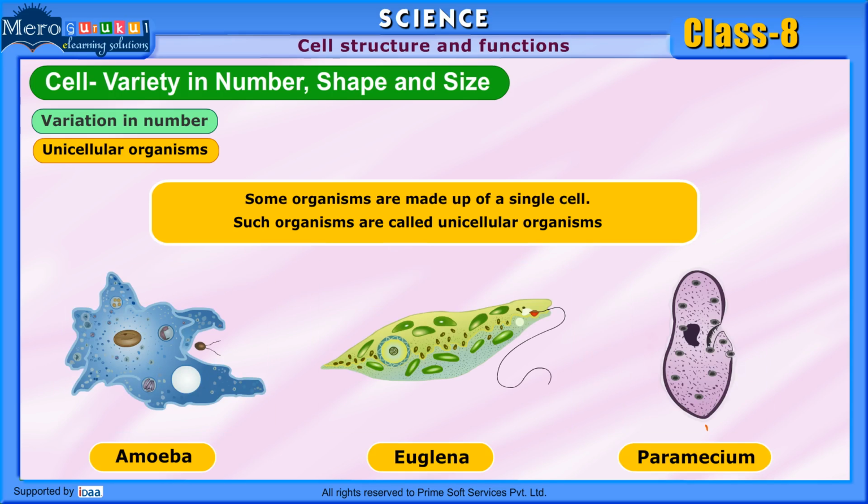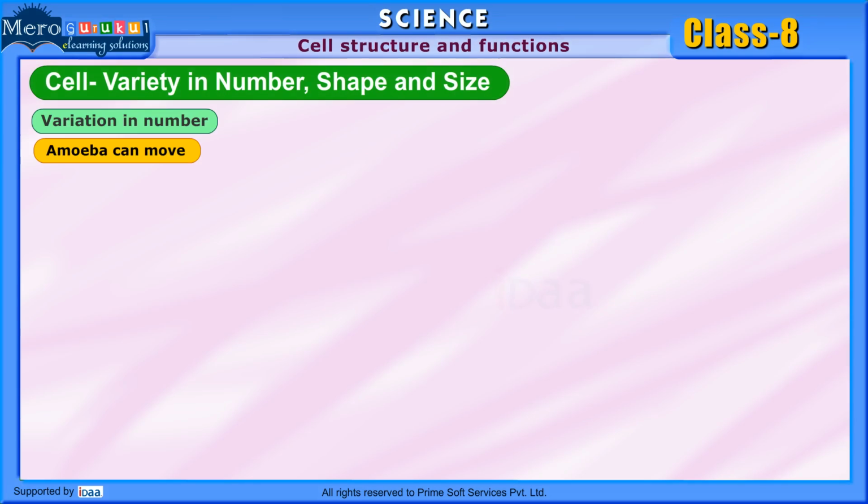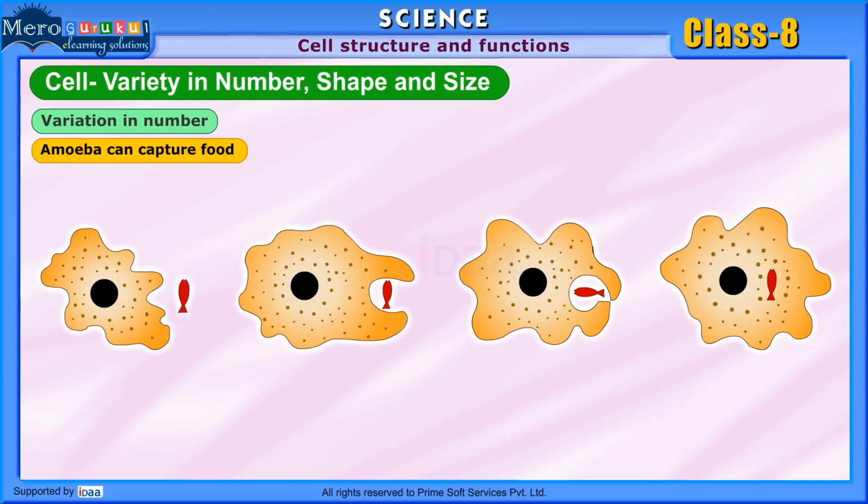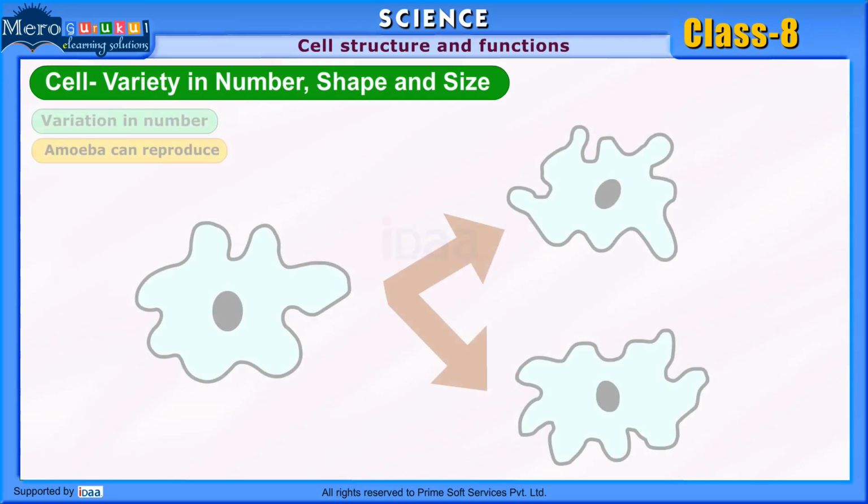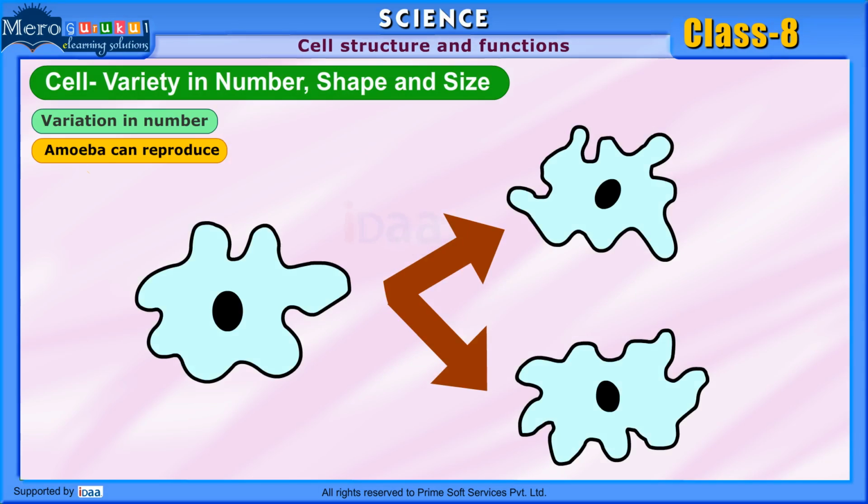Even if their body is comprised of a single cell, these organisms can perform all the functions necessary for their survival. Amoeba can move with the help of pseudopodia, can capture food and digest it, can respire and also reproduce.